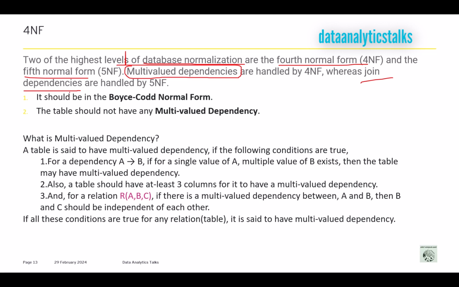So as a rule, a table should be in 4NF when it meets Boyce-Codd normal form and the table should not have any multi-valued dependency. Then you may ask, what is multi-value dependency? A table is said to have multi-value dependency if the following conditions are true. For a dependency A to B, if for a single value of A, multiple values of B exist, then the table may have multi-value dependency.